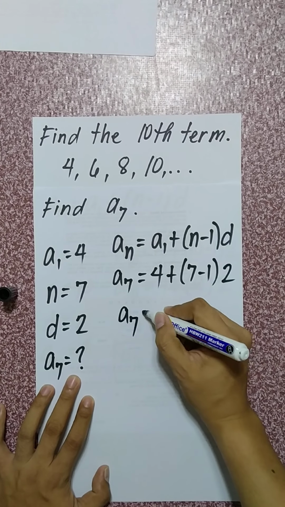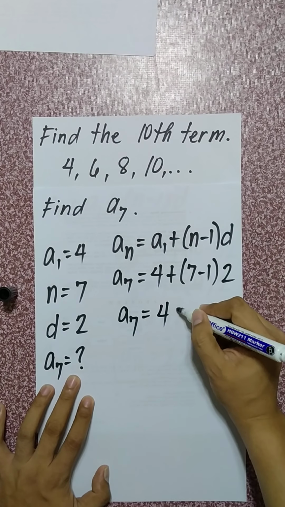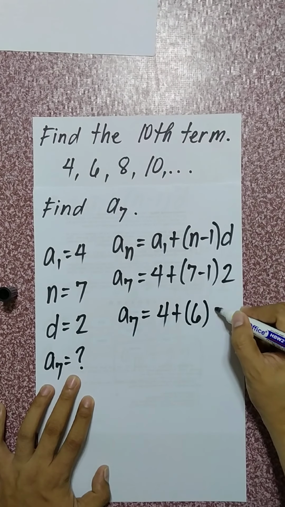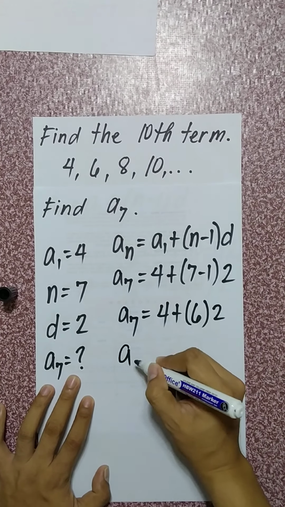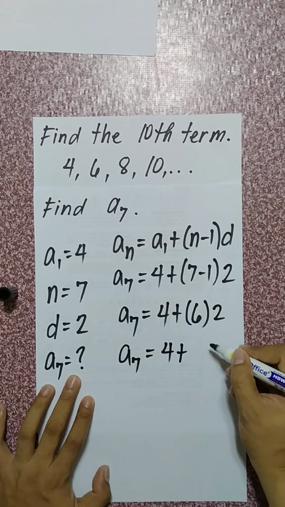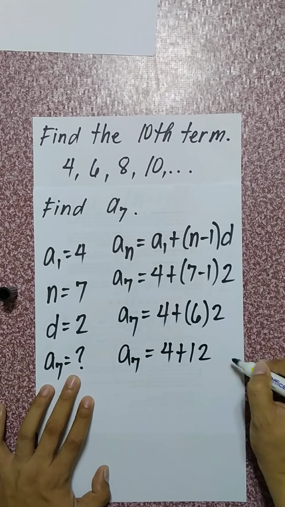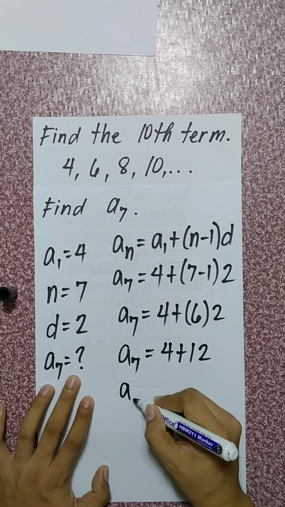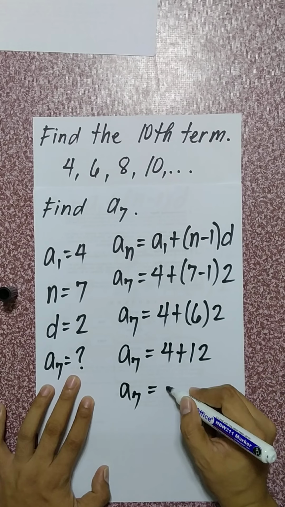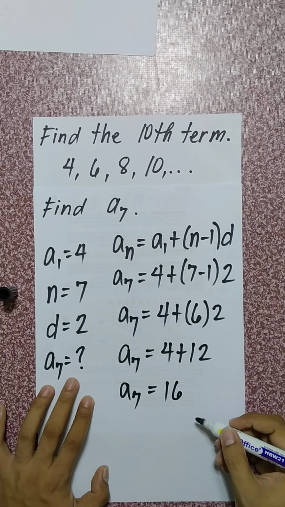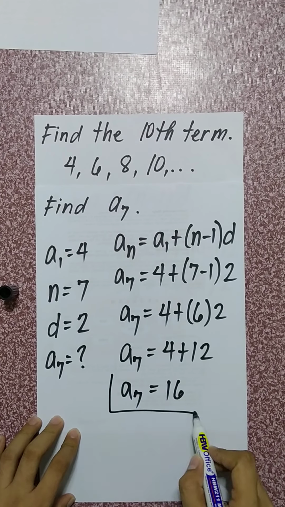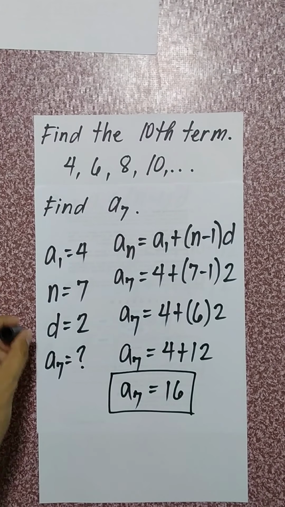So we have a sub 7 is equal to 4, plus 7 minus 1, we have 6, and we have 2. A sub 7 is equal to 4 plus 6 times 2, we have 12. So for the final answer, we have a sub 7 is equal to 4 plus 12, we have 16. So the seventh term of our sequence is 16.